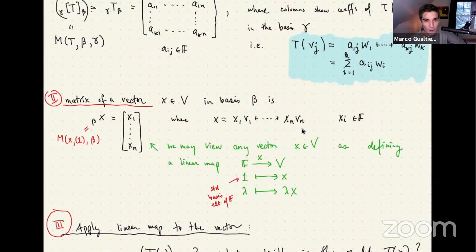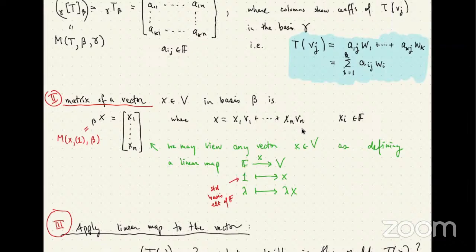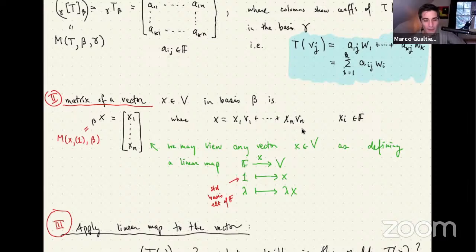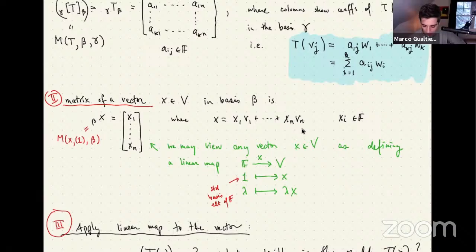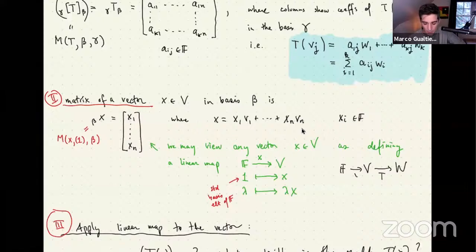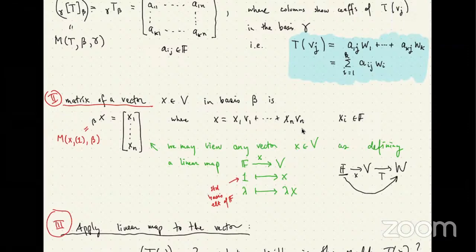I feel like your mind is blown or something. What's going on? No, I understand the concept behind this. Do you understand the fact that a vector in a vector space can be viewed as a linear map from the field to the vector space? Yes. So if I have a map from the field to the vector space, and then a linear map from V to W, and I compose them, what do I get? I get a map from the field to W. And so that will be TX.